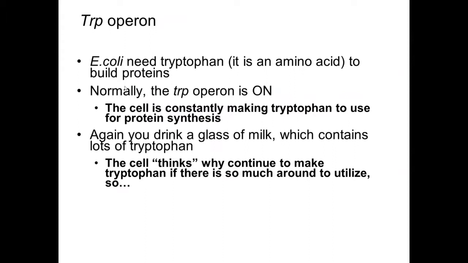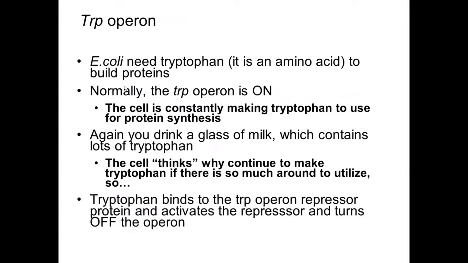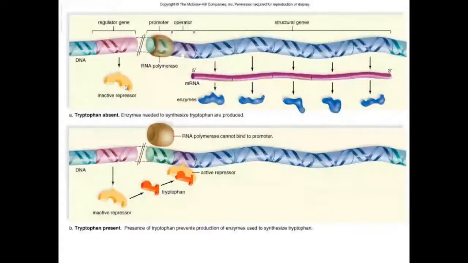So in that case, when there's gobs of tryptophan around, we're going to turn off this operon until that tryptophan is used up, right? So what happens is when tryptophan comes around, because of my diet, the tryptophan binds to the repressor, and in this case, when it binds, it activates the repressor, and now that stops transcription. So they're just the antagonists of each other.